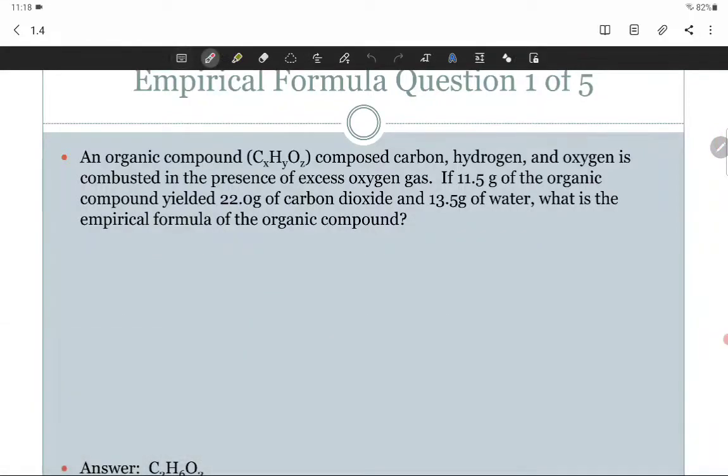So the first thing we should do is try to figure out a chemical reaction. Organic compound, we don't know what the X, Y, and Z is for that, but it's going to be combusted. So this is a combustion reaction. All combustion reactions have to use oxygen gas, and they all make carbon dioxide, and they all make water. And it states that below.